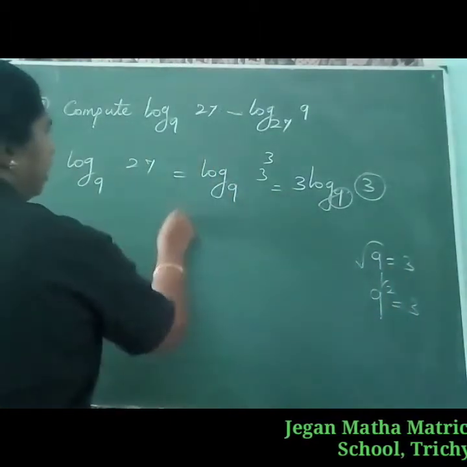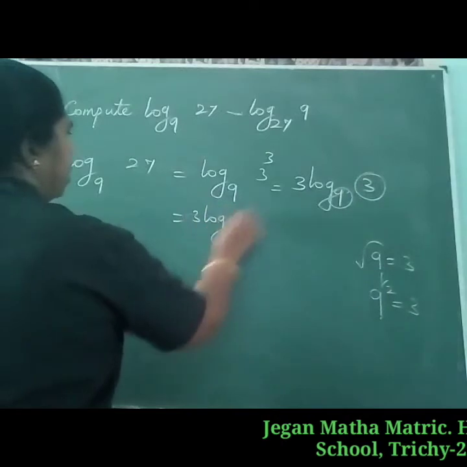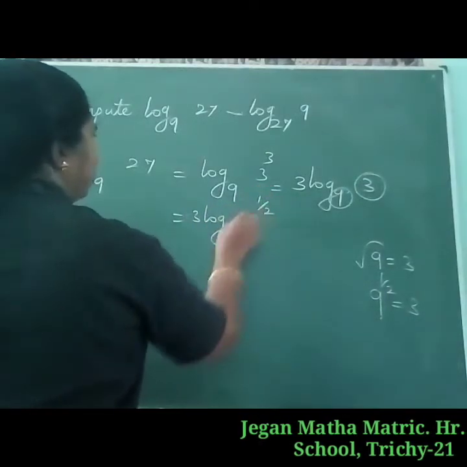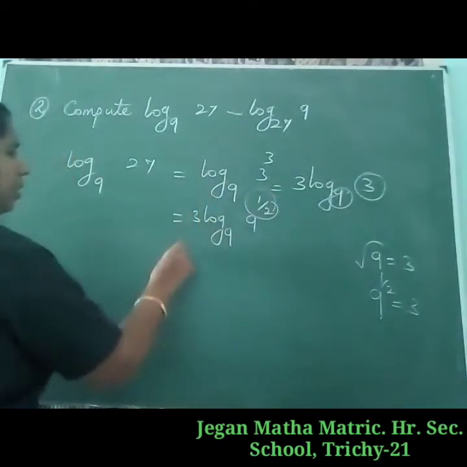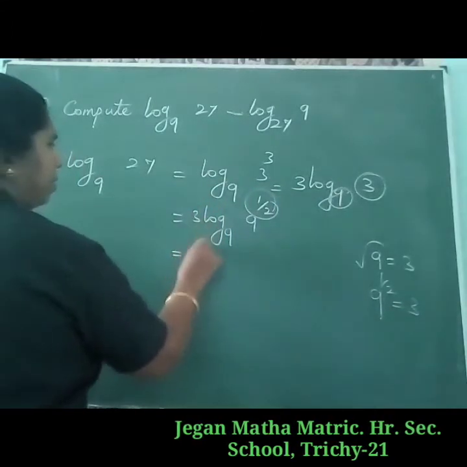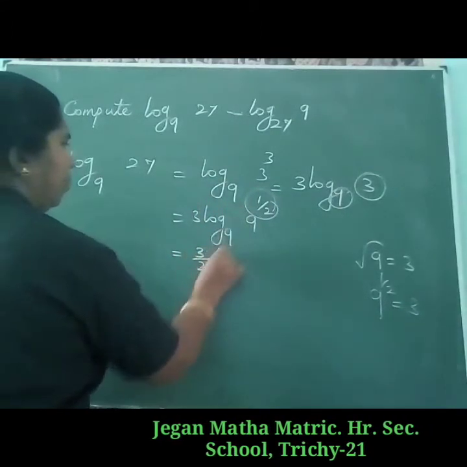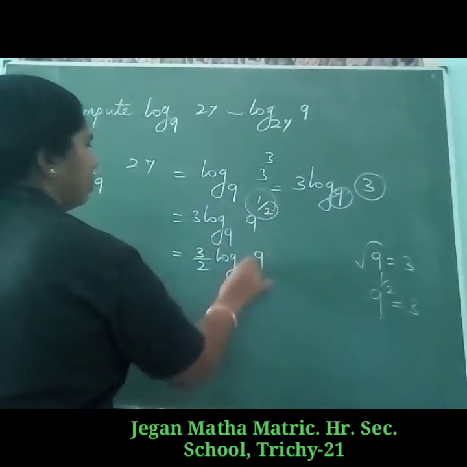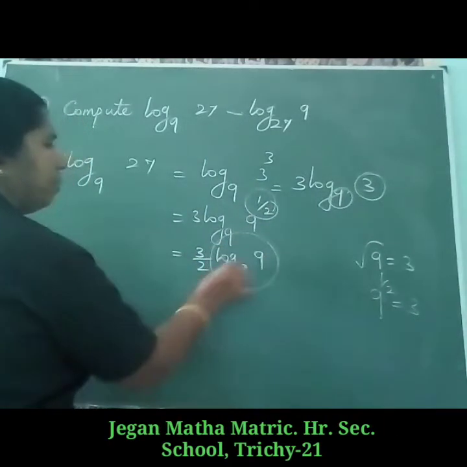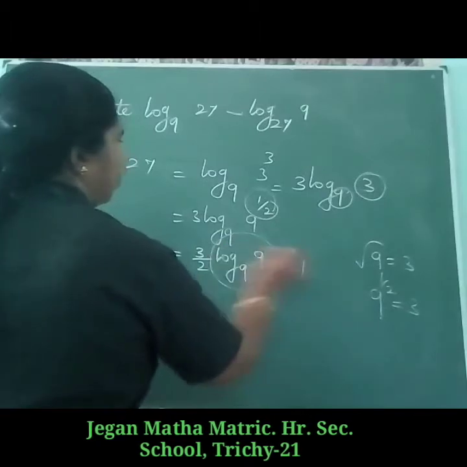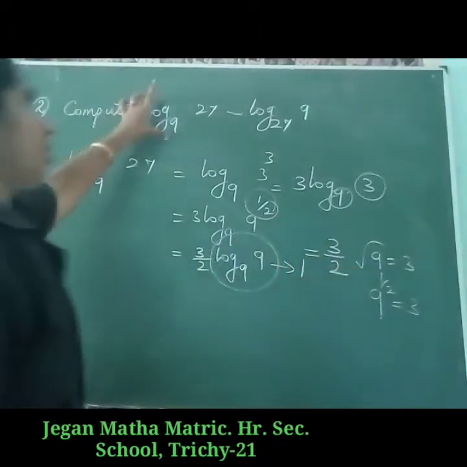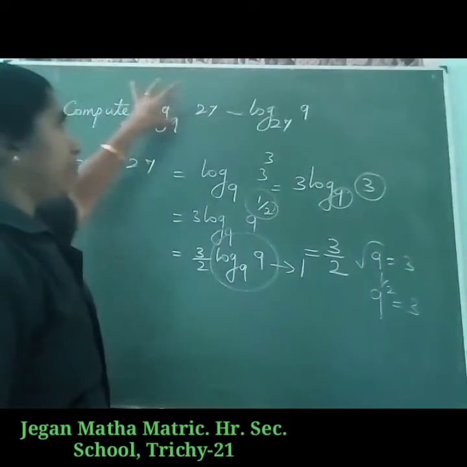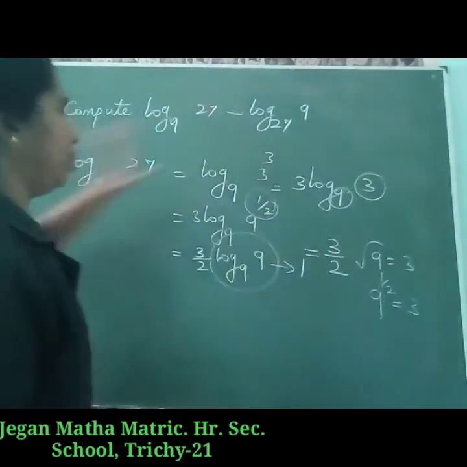So this can be written as 3 log 9 to the power 1 by 2 to the base 9. Now this 1 by 2 again we can take as a power value, means 3 by 2 log 9 to the base 9. Log 9 to the base 9 is 1. Therefore, this is equal to 3 by 2. The first value, log of 27 to the base 9, is equal to 3 by 2.